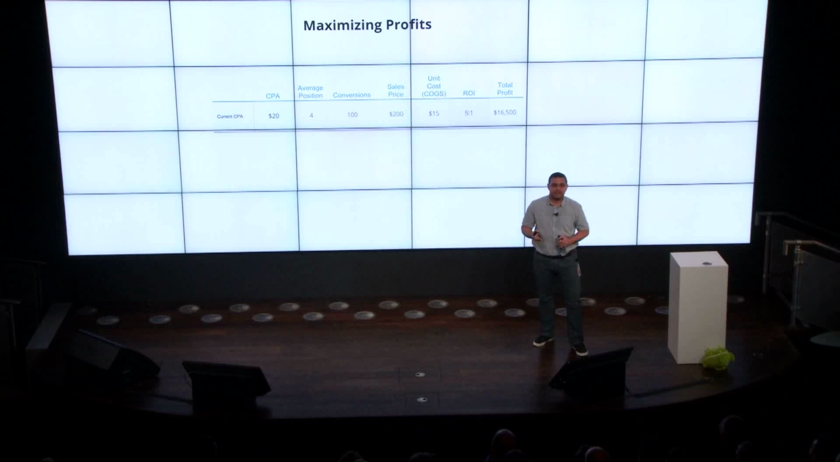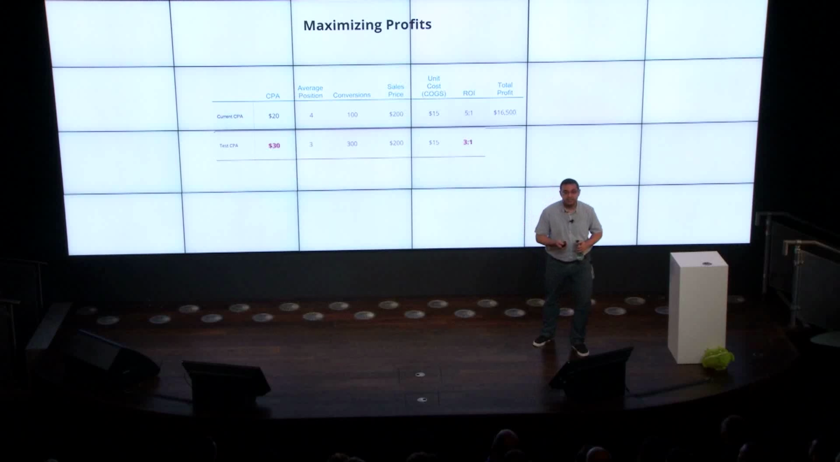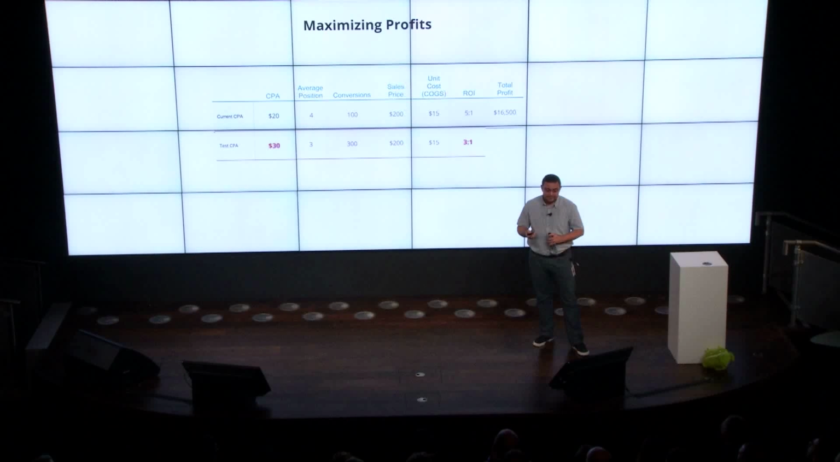And imagine we have this case of $20 CPA. Our average position is number 4, which is on the right-hand side ads. And we're getting 100 conversions. As you can see, we have the sales price, unit cost, and ROI is 5 to 1, and we get this profit of 16,000. Imagine that we're testing this at a CPA of $30, which is like a 50% increase.